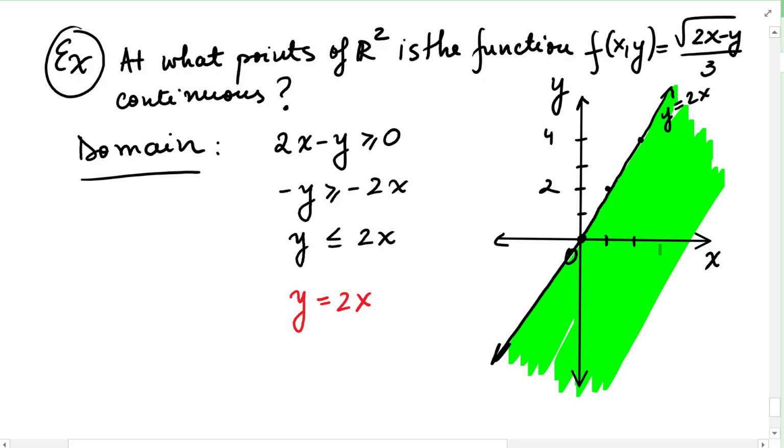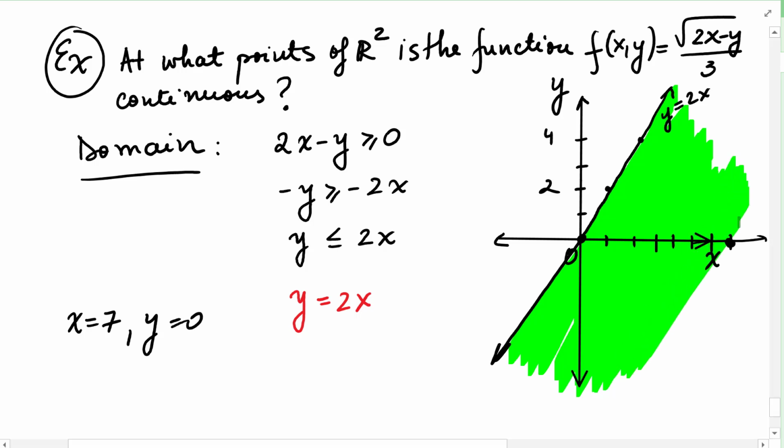We can think like this. If, for example, x is 7 and y equals 0, we get 0 less than 14. The point (7, 0) would be this point, right? So to satisfy that inequality, we are choosing the region that is the green one.